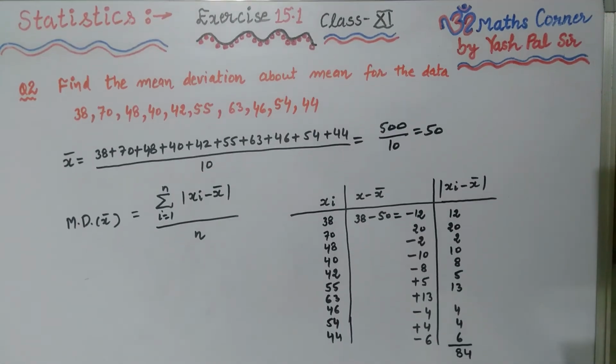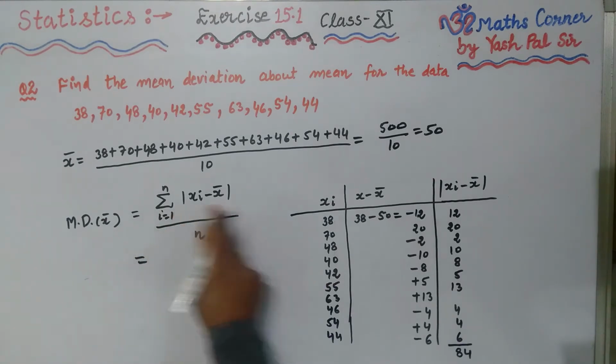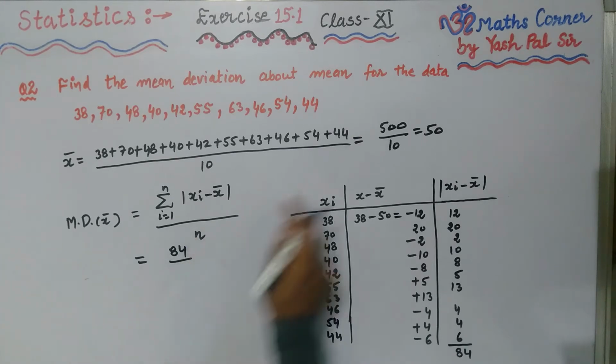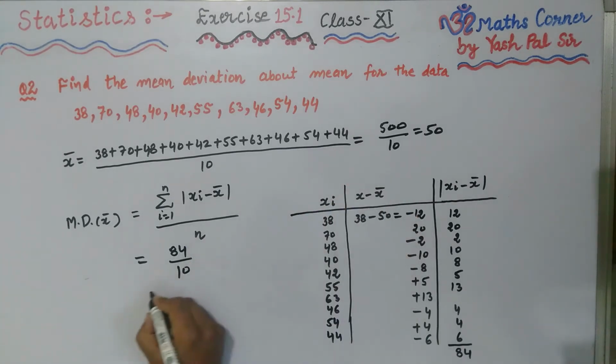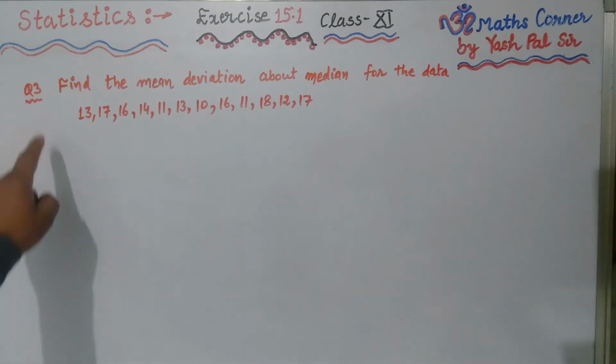Right? So what we do now is write the result here in the formula. The sum is 84. 84 divided by n, which is 10. So the answer is 8.4, the mean deviation about the mean. Now next question. Question number 3.